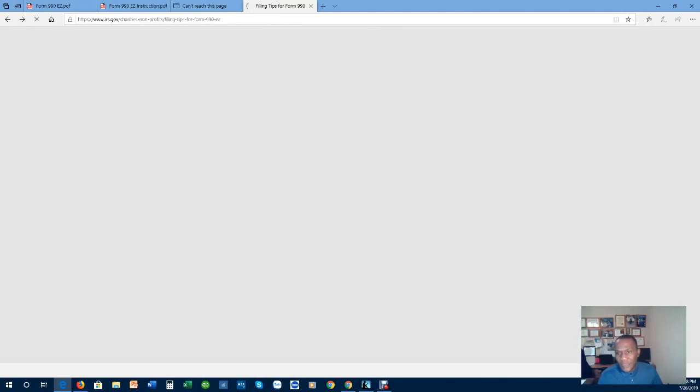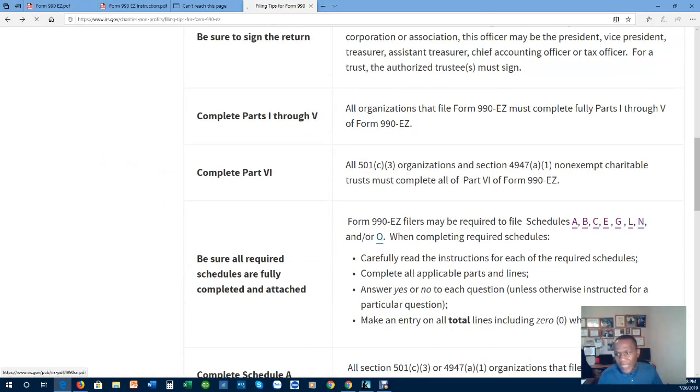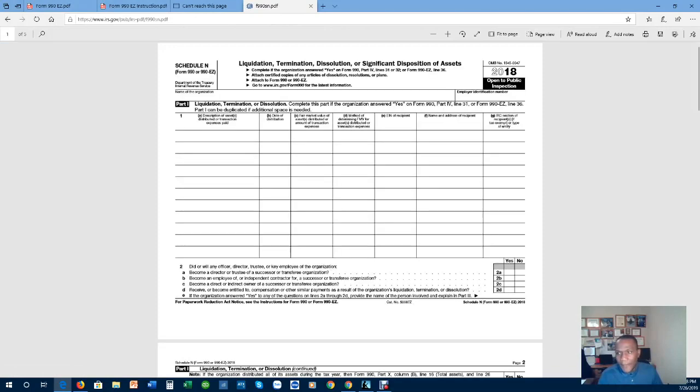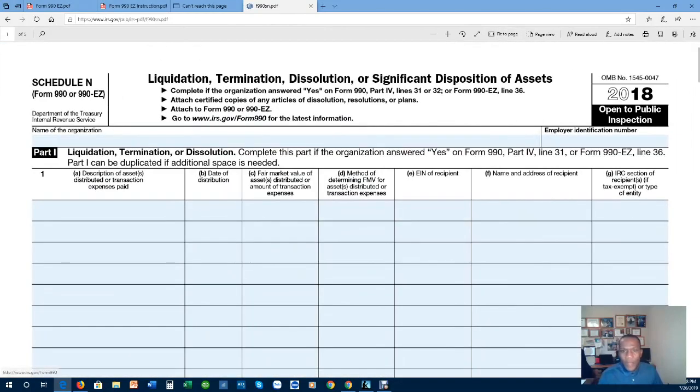Okay. The last schedule for this would be Schedule N. Schedule N is basically liquidation, termination, dissolution, or significant disposition of assets. If the organization has been liquidated, terminated, dissolved, or there are significant dispositions of assets, whether transferred to other interested persons in the organization, or the company sold these assets or donated them to other organizations, they must be accounted for.